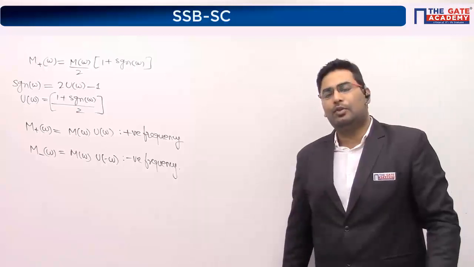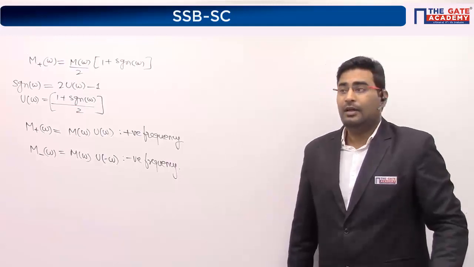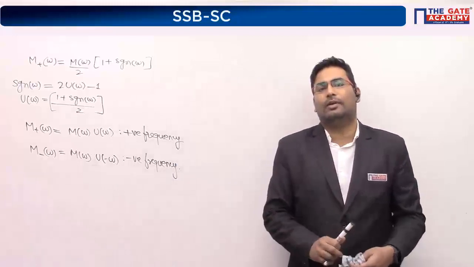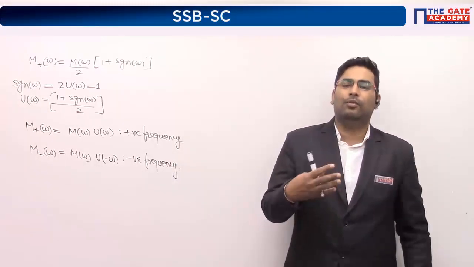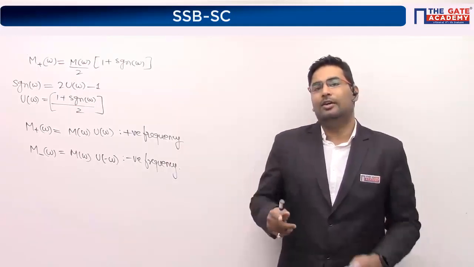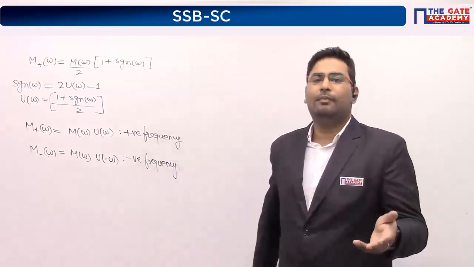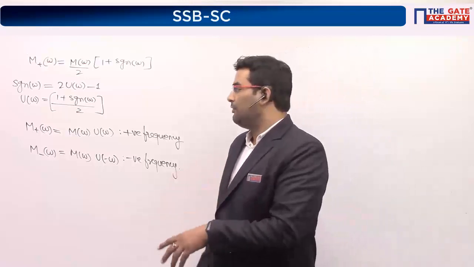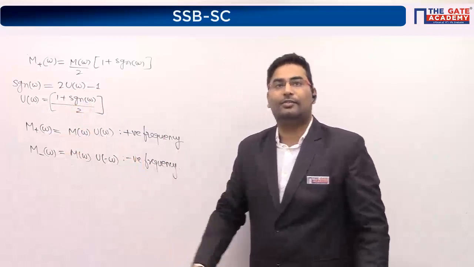Correct. j signum omega is the Fourier transform of 1 upon pi t. Here I have written a simple relation. If you have signum t equal to 2u of t minus 1, the Fourier transform of signum t is denoted as signum omega. The u of t Fourier transform is denoted as u of capital omega. Don't confuse that with the u of t Fourier transform, which is 1 upon pi omega plus 1 upon j omega plus pi del omega. I am not using that. We are using notations here. U of omega is notation, not the exact Fourier transform. Okay?